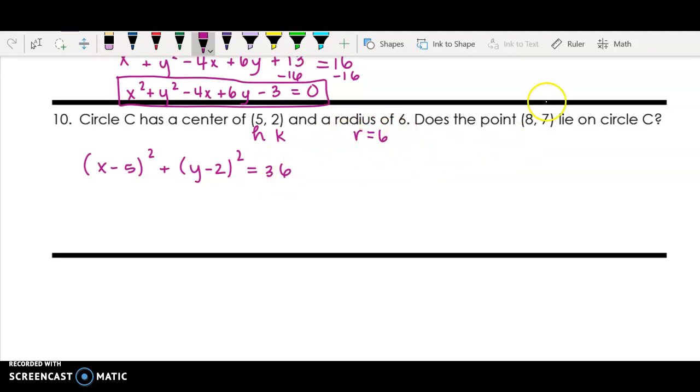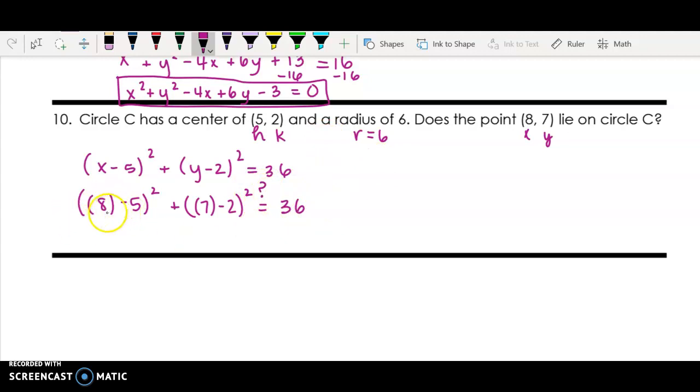And then we will substitute the ordered pair (8, 7) for x and y into the equation, and we'll see if it truly makes a statement of equality, that the left-hand side equals 36. If it's equal, then the point lies on the circle, and if it's not equal, then it doesn't. All right, so here we go. We'll have (8 minus 5) squared plus (7 minus 2) squared equals 36. Or does it? We don't know yet.